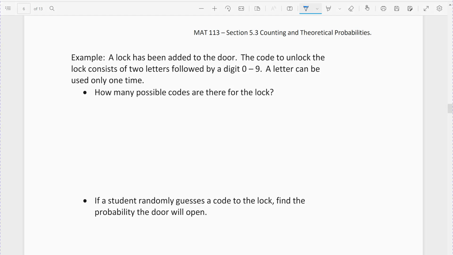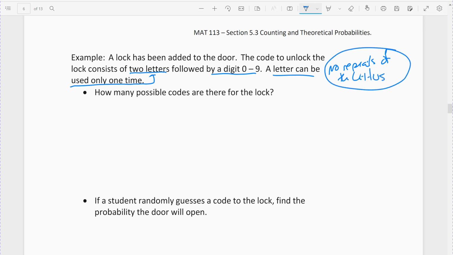So, more practicing counting and probability. We have a lock that's been added to a door. The code on the lock consists of 2 letters followed by a digit. A letter can be used only one time, so no repeating letters. I've got to remember that. It's important, because once I use a letter, it can't be used again, so I have to do a subtraction.